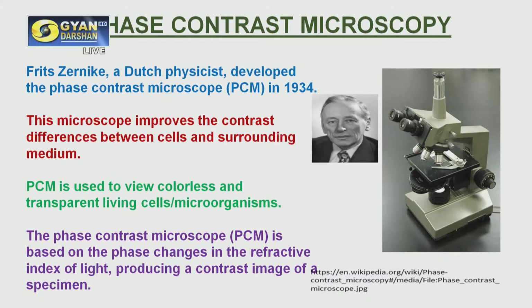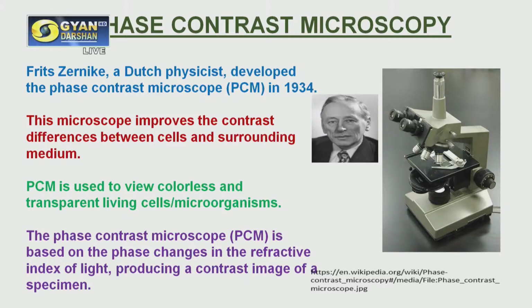Now come to the phase contrast microscope. The phase contrast microscope produces a contrast image, because it is the advanced form of bright field or dark field microscopy. We can say this is the modified form of the microscope, which produces a contrast image with high resolving power. The phase contrast microscope has a specific objective and condenser lens with a phase plate. Frits Zernike, a Dutch physicist, developed the phase contrast microscope in 1934. This microscope is used to improve the contrast of images.